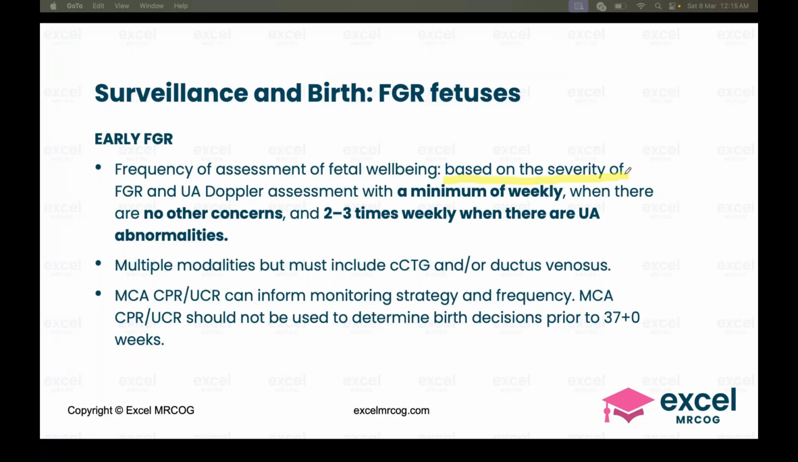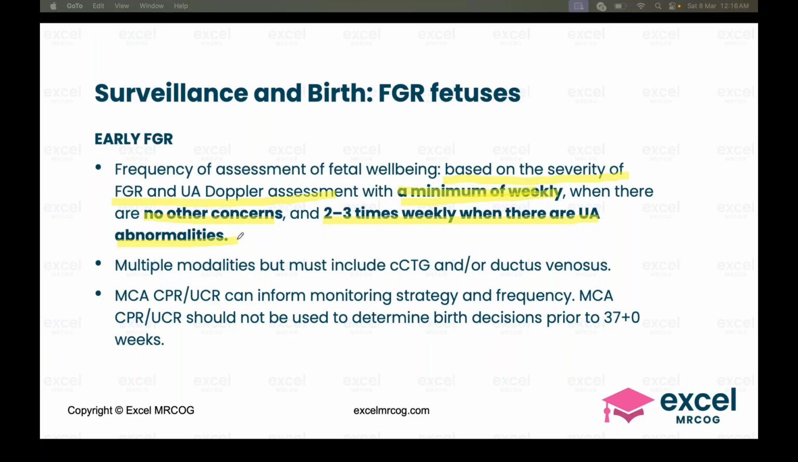Umbilical artery Doppler assessment should be at least weekly, but it can be more frequent. When there are no other concerns, weekly; and 2 to 3 times weekly when there are abnormalities in the umbilical artery already. That means she's early FGR. Early FGR is always severe, so they require more frequent monitoring. A minimum of weekly monitoring if the umbilical artery Doppler is fine, but 2 to 3 times weekly if there are abnormalities in the umbilical artery. Okay? And there could be multiple modalities that you use, as we have seen earlier.